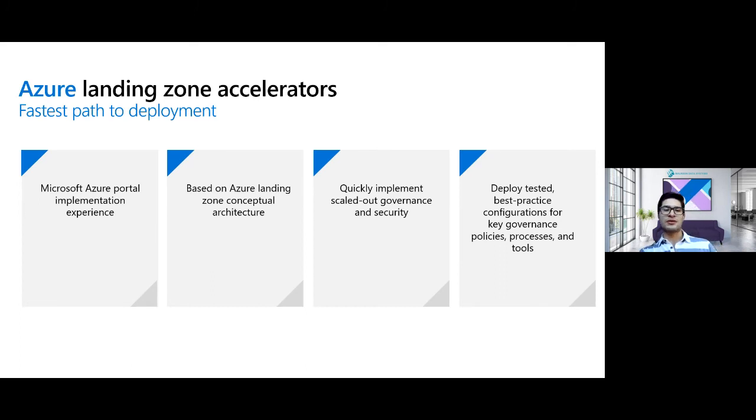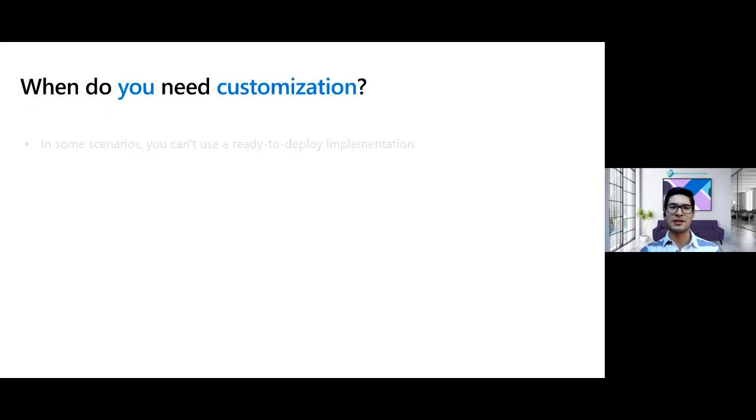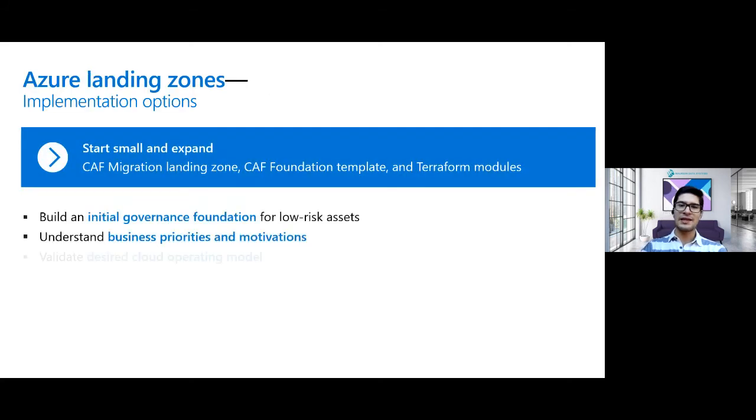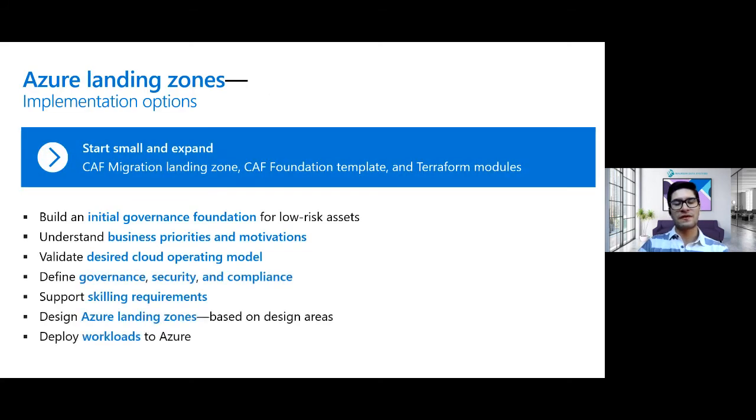But sometimes those templates are not what you need, and you need to start customizing them. When could we need those customizations? First of all, if the implementation does not represent how you operate services, and also if your organization has different controls that require, for example, compliance or something around security. That is when we start with those two different approaches that I just told you about. The start small and expand and the enterprise scale.